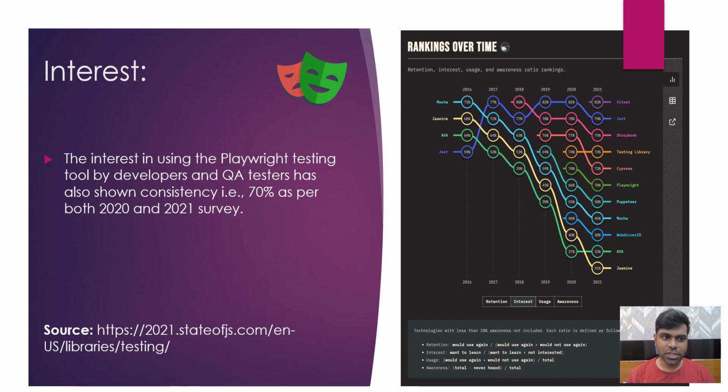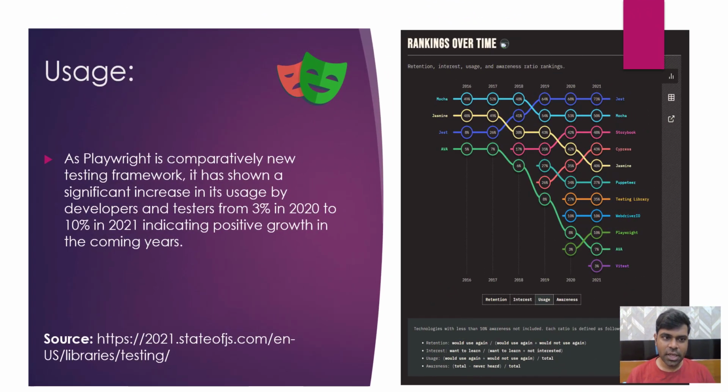Whereas coming to interest, the interest in using the Playwright testing tool by developers and QA testers has also shown consistency, that is 70% as per both the 2020 and 2021 surveys. Coming to usage, as Playwright is a comparatively new testing framework, it has shown a significant increase in its usage by developers and testers from 3% in 2020 to 10% in 2021, indicating positive growth in the coming years.